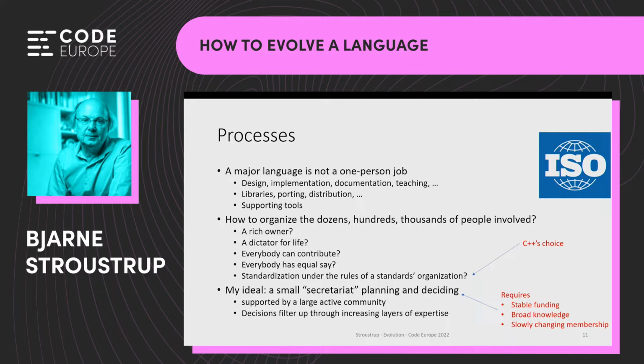How do you organize the evolution of the language from a human point of view? I'm not talking language technical things here. Some languages have had a dictator for life. That has never been feasible in the C++ world. There are people who think everybody can contribute, so everybody is equally good at language design and thinks about the whole community all the time.